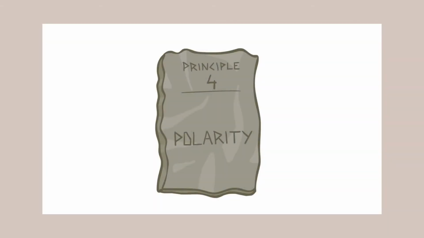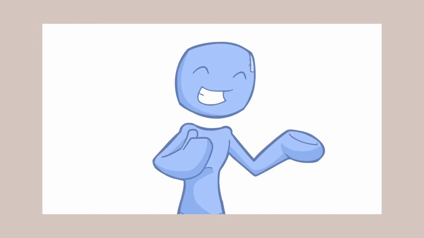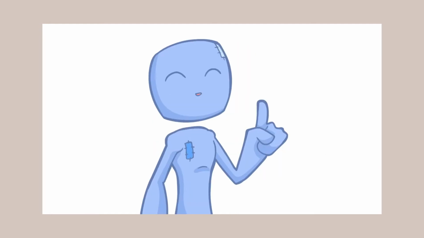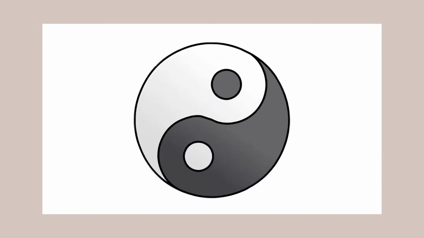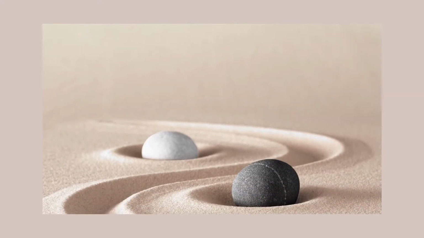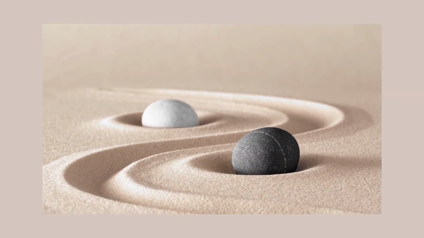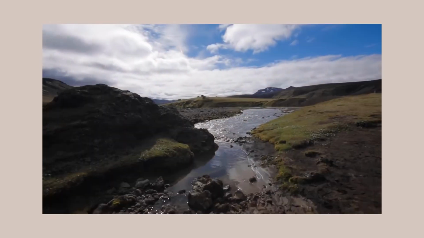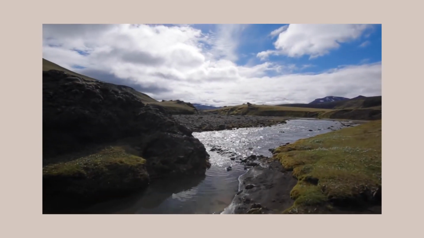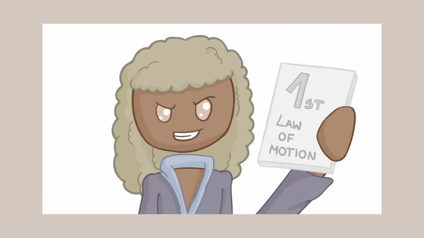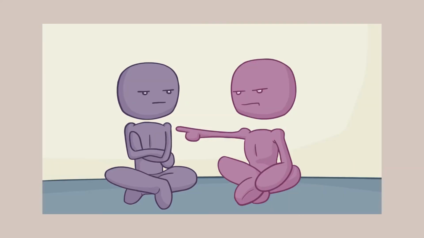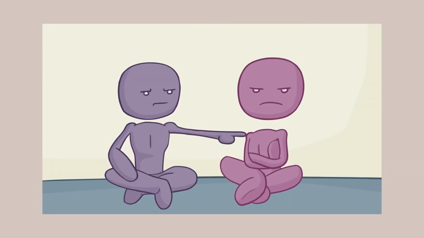Principle 4, polarity. Following on from our last principle, this one says that everything has an opposite. While this might seem out of the ordinary for a spiritual text that talks about unity and one mind, this one refers to how the unity manifests through creation. The whole thing is like Newton's third law of motion, that every action has an equal and opposite reaction.